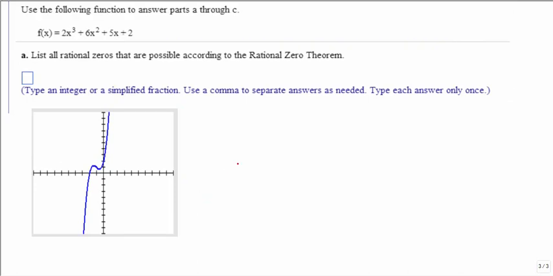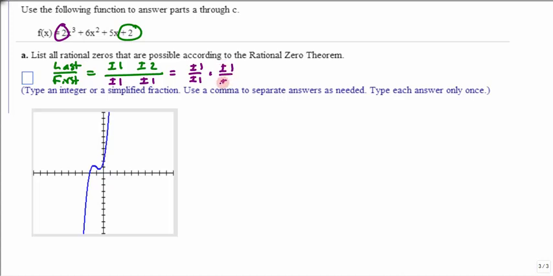So first part of this question, it says list all rational zeros that are possible according to the rational zero theorem. Okay, well remember it's last over first. Well, my last term is a 2, so the factors of 2 are plus or minus 1 and plus or minus 2. And my firsts would go after the coefficient that's in front of the highest power, so it would also be plus or minus 1 and plus or minus 2. So if I have to write out all these possibilities, it would be plus or minus 1 over plus or minus 1, plus or minus 1 over plus or minus 2.